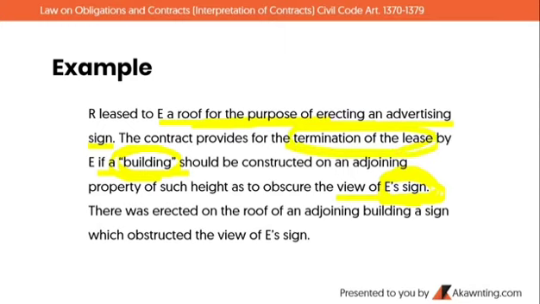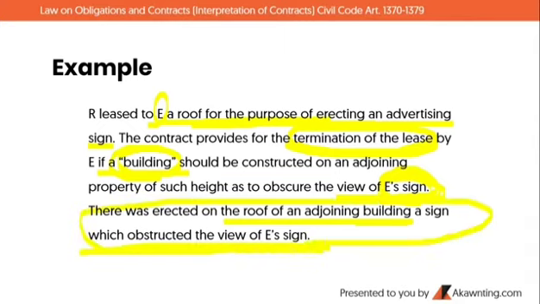Okay? Kasi yun nga, it will not serve the purpose of its objective, which is to yung mag-advertise nga, 'di ba? So ayan, there was erected on the roof of an adjoining building a sign which obstructed the view of E's sign. So anong problema dito? Pag tinignan natin tong last sentence, actually hindi na nagpatayo ng bagong building, 'di ba? Hindi na nagpatayo ng bagong building, pero ang pinatayo ay ibang sign din. Okay, doon sa adjoining building. Okay? Ang pinatayo, sign, hindi building.